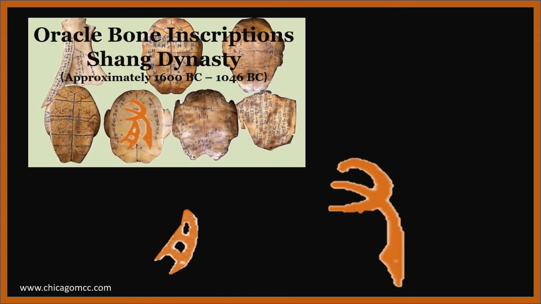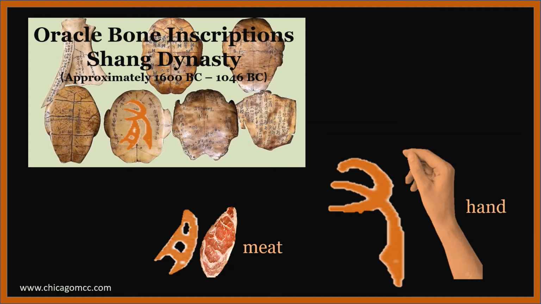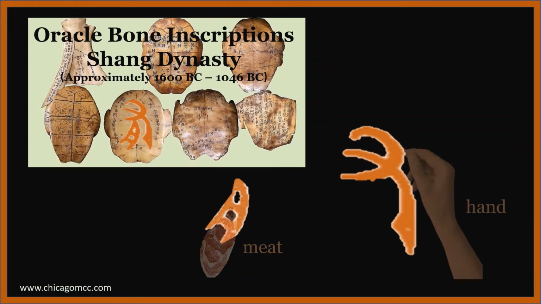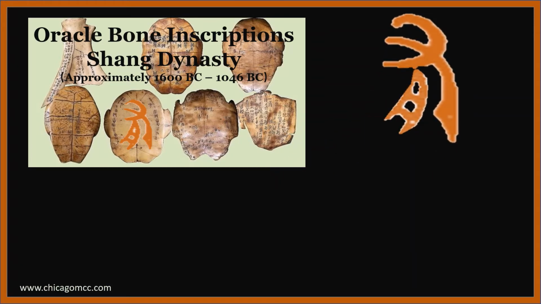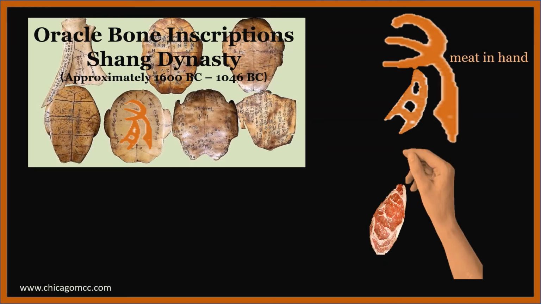The lower character in ancient Chinese actually means meat, and the upper character means hand. So, the implication of this character in ancient Chinese is meat in hand.